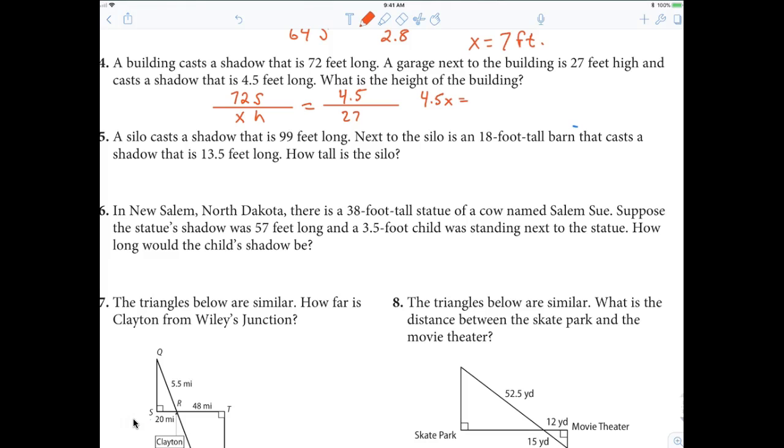Someone help her out. What is it? Nope. 1,944. Did anybody else get 1944 for 72 times 27? And then, go ahead, Kate, then divide and tell me what the answer is. You see where we're at, right? That's what I'm trying to do. I'm trying to make sure you know what you're doing. Did anybody else get 72? No, I don't think 72. 1944 divided by 4.5.